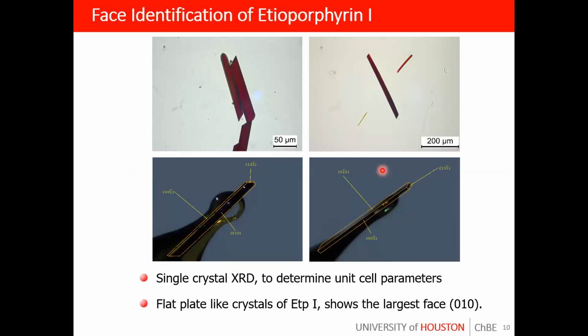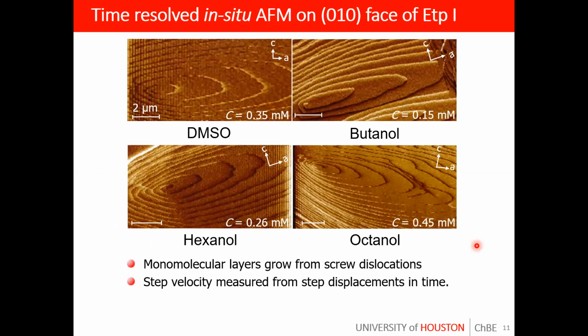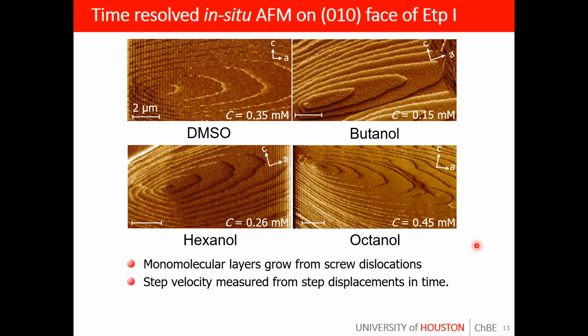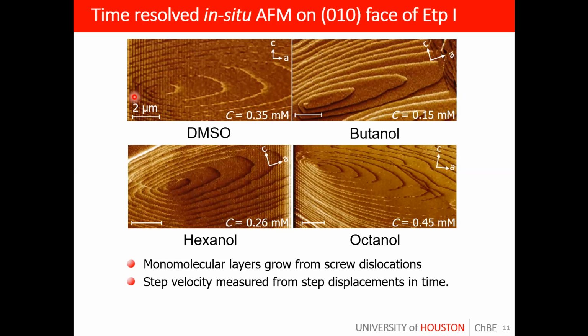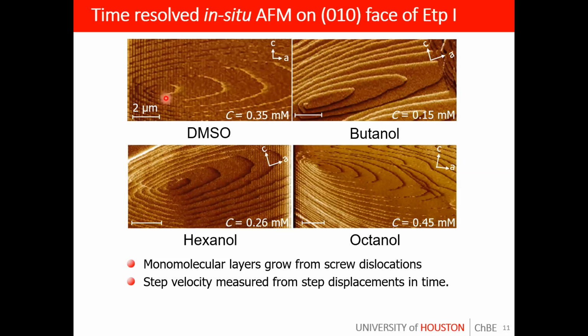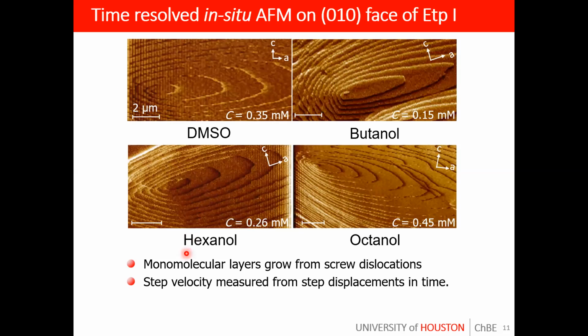Understanding this, we move on to measure the step velocities on the O10 face of ethyl porphyrin 1, which is the flat face, and it was identified using single crystal XRD. And we measure the step velocities. So these are actually videos of steps moving in time. So what we see is that irrespective of the solvent, whether it's DMSO or alcohols, the growth hillock is very similar, and the layers grow by spreading from a screw dislocation, and the step heights were also very similar across the solvents.